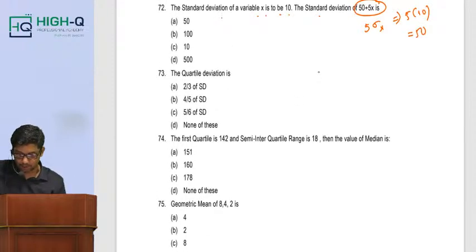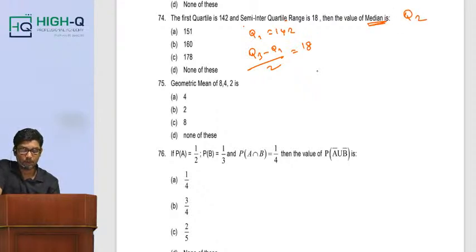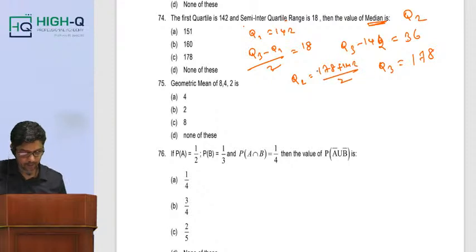Now, option A. The quartile deviation is 2/3 of standard deviation. The first quartile Q1 is equal to 142. Semi-interquartile range, Q3 minus Q1 divided by 2, is equal to 18. Then the value of median, which is nothing but Q2. What is Q2? Q1 plus Q3 divided by 2. Now cross multiplication, 36. So Q3 minus 142 is equal to 36. So Q3 is equal to 36 plus 142, which is 178. Now Q2 is equal to 178 plus 142 divided by 2.